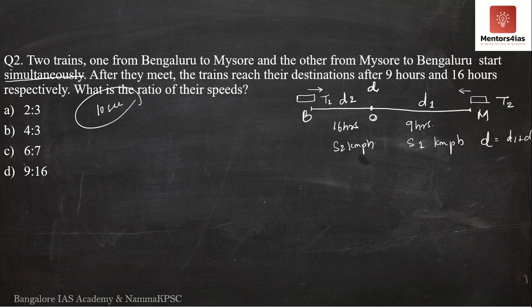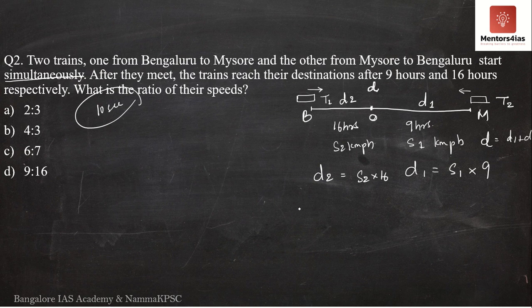So can I say that D1, distance 1, is equal to S1 into 9, because distance is equal to speed into time. Similarly, D2 is equal to S2 into 16 hours, that is the time taken to cover D2 at speed S2. So I hope you've understood why D1 is equal to S1 into 9, D2 is equal to S2 into 16.